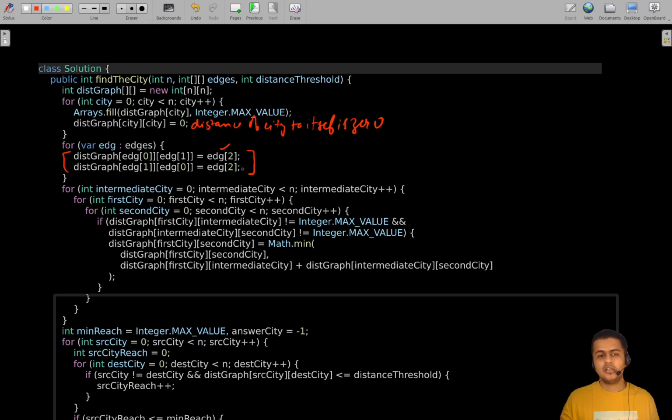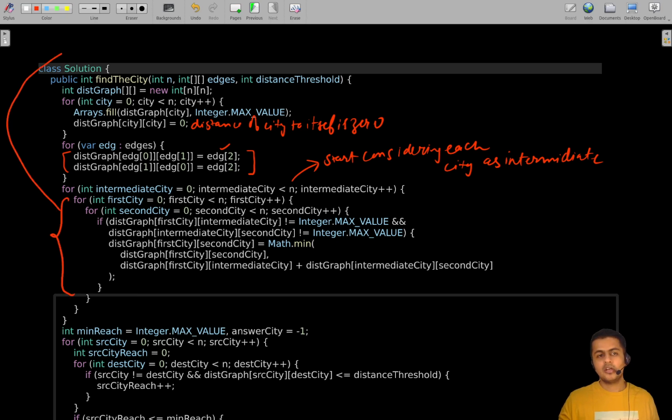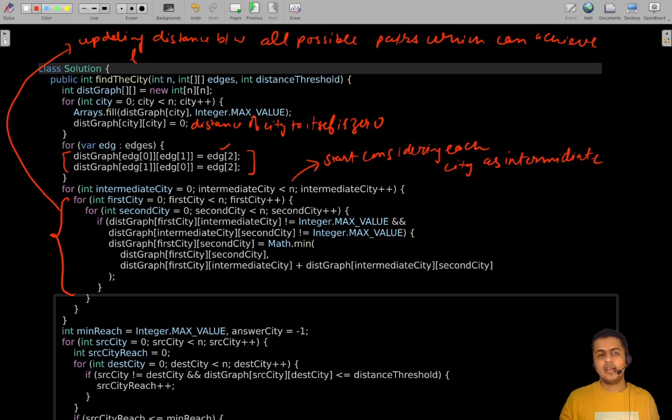Once we are done with it, we start considering each city as an intermediate city, and we update the distances of all the possible pairs which can achieve a shorter distance between them by passing through this intermediate city. So what we are doing here is updating distances between all possible pairs which can achieve less distance by going through the intermediate node.